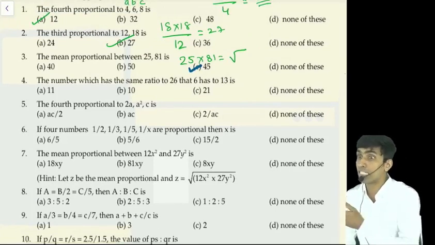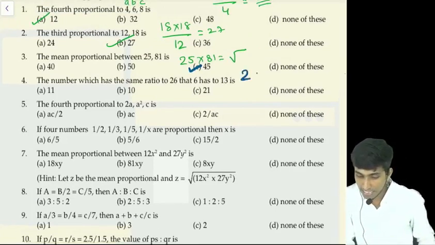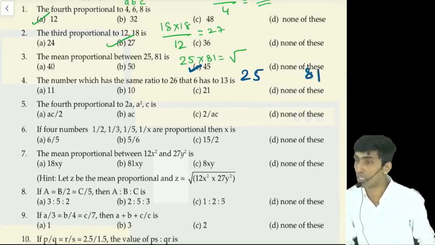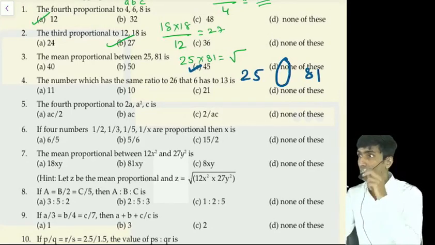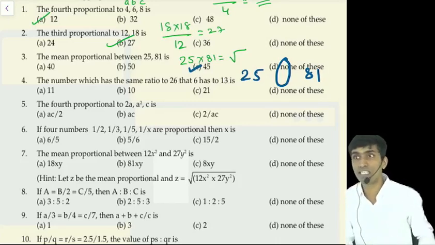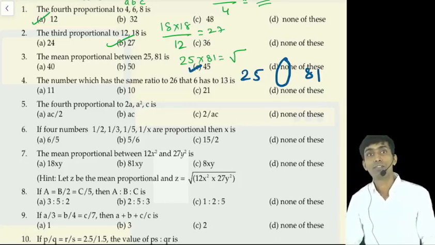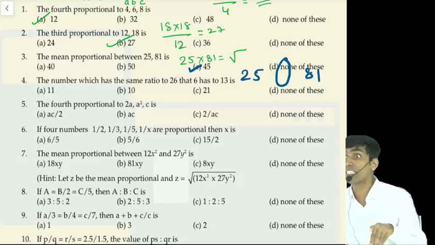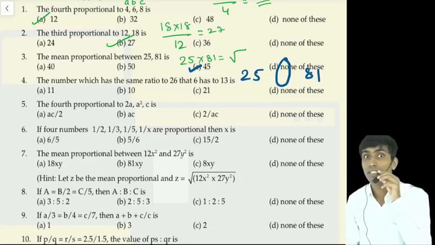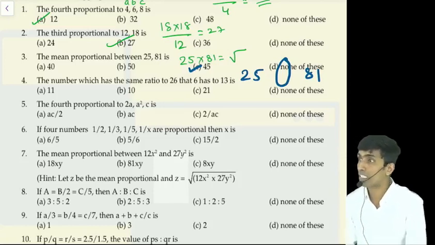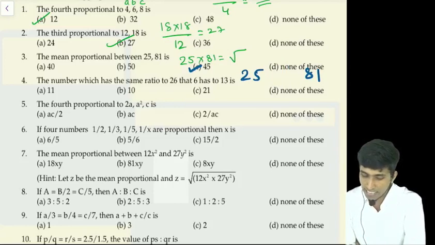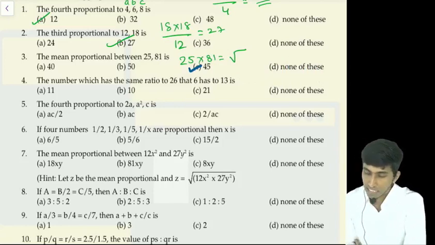Mean proportional means 25 and 81 are two extreme numbers. In between, what is there? One number, that is 25 into 81 and then square root. Those who have started working now, please concentrate, or later you will get a doubt. Extreme numbers, and in between I want one number: 25 into 81 and then square root. Easy?